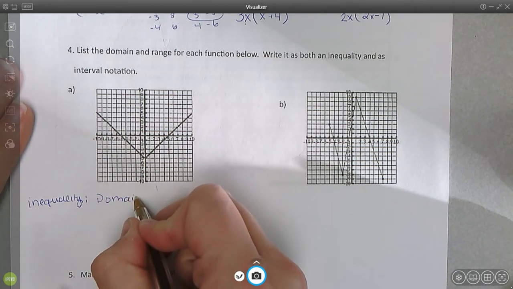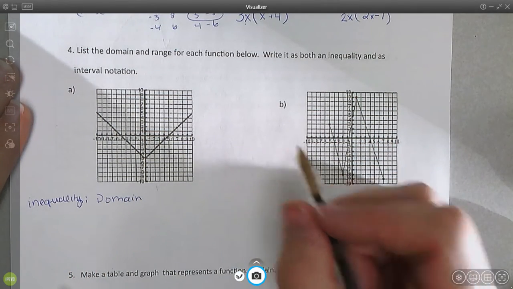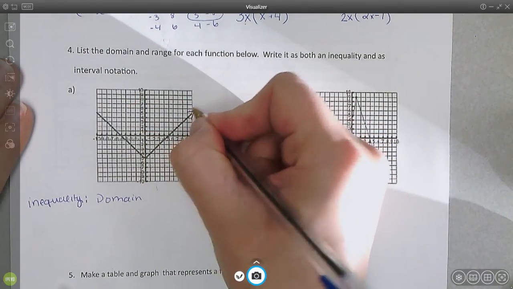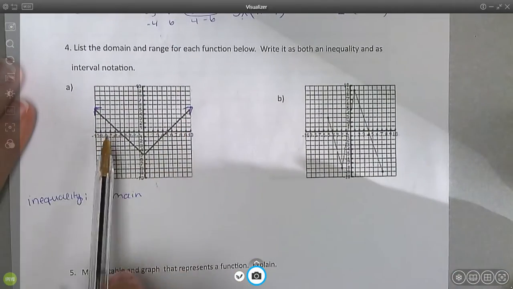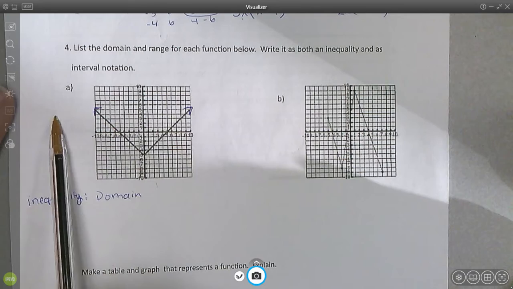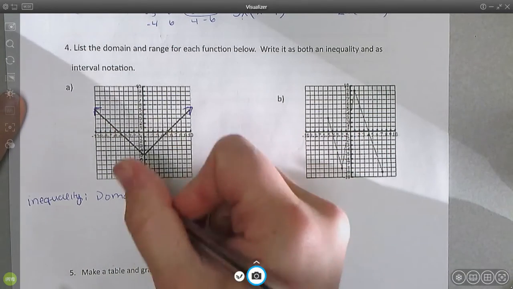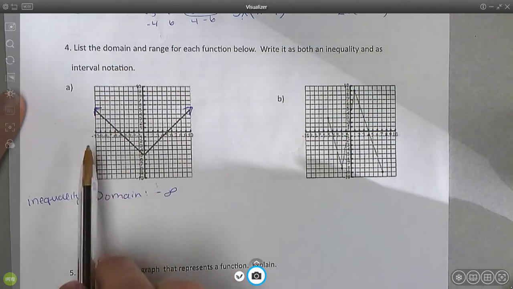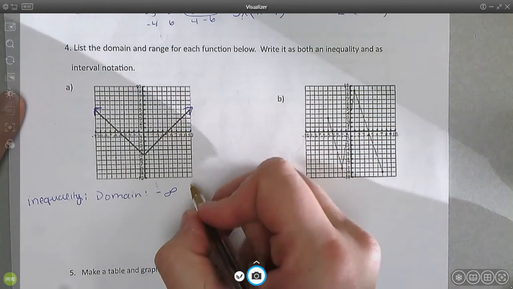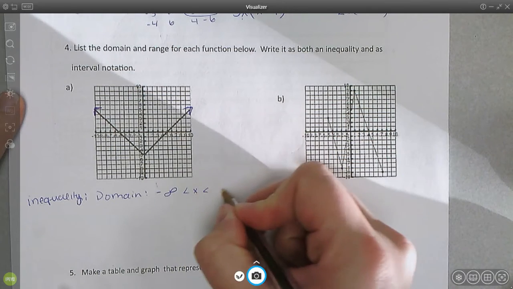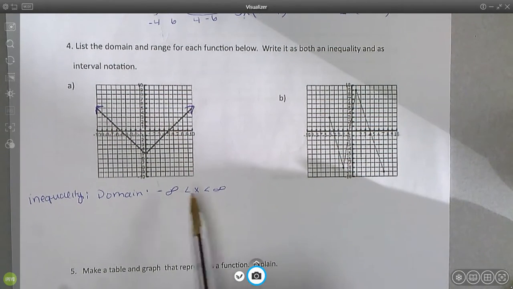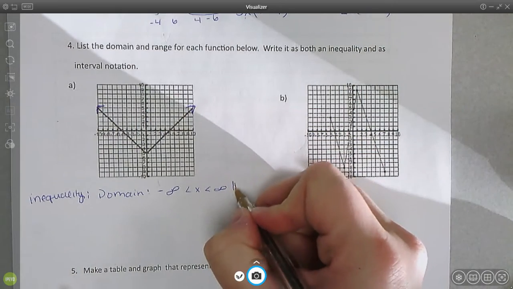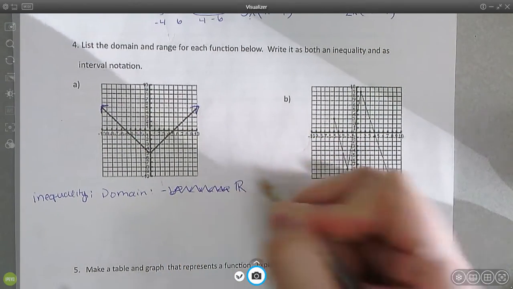So domain is talking about your x values. Let's assume that these are arrows on the end here. So our smallest x value, with this arrow, is going to keep going this way. So our smallest x value is negative infinity. And then where does it end? Well, that's going all the way to positive infinity. But in inequalities, you cannot have infinities in your inequalities. So if you're going from negative infinity to infinity, you really just have all real numbers. So you can get rid of that.